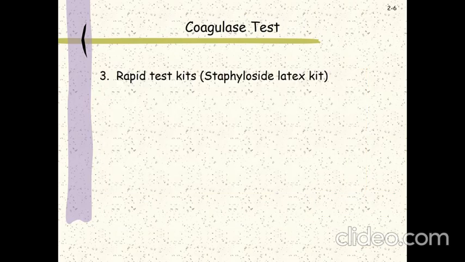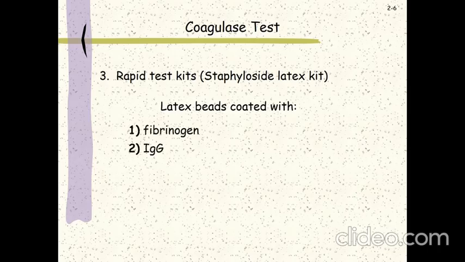The third one that we're going to go over is the rapid latex test kit. Now, these rapid test kits are wonderful. Beautiful invention. They are tiny, tiny latex beads that are coated with two things, fibrinogen and IgG. Fibrinogen we've already talked about, and that would be your cell-bound coagulase. The concept is that if that cell-bound coagulase is there, the fibrinogen would attach. You'd get the clot all the same, kind of like we've done with the spot test for the coagulase enzyme.